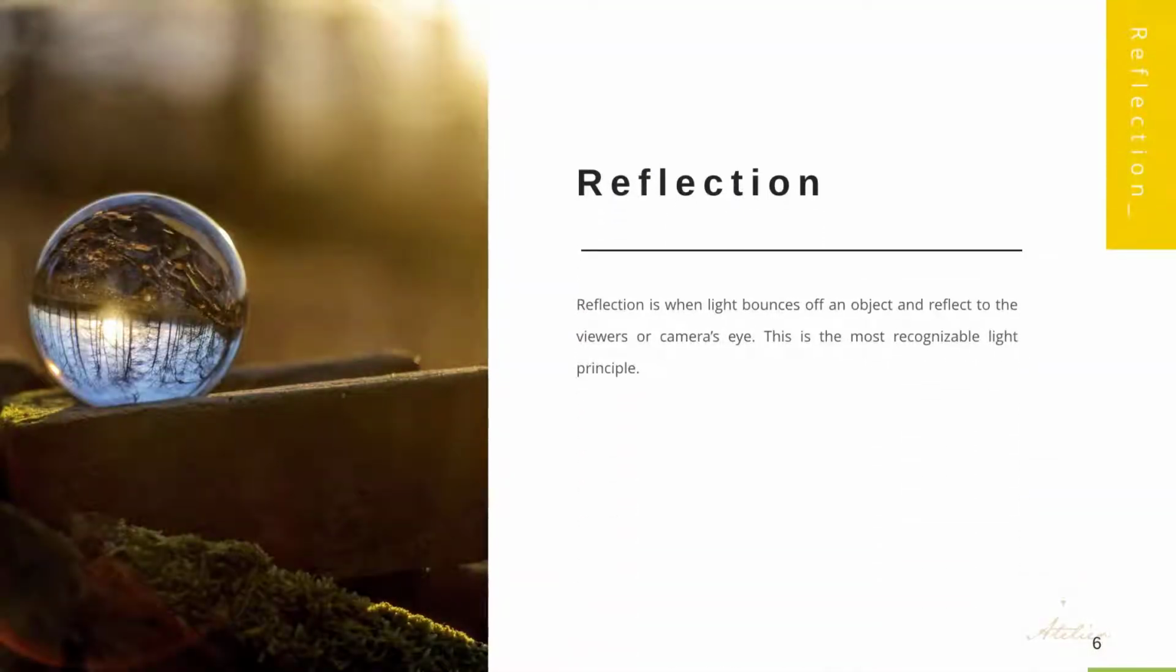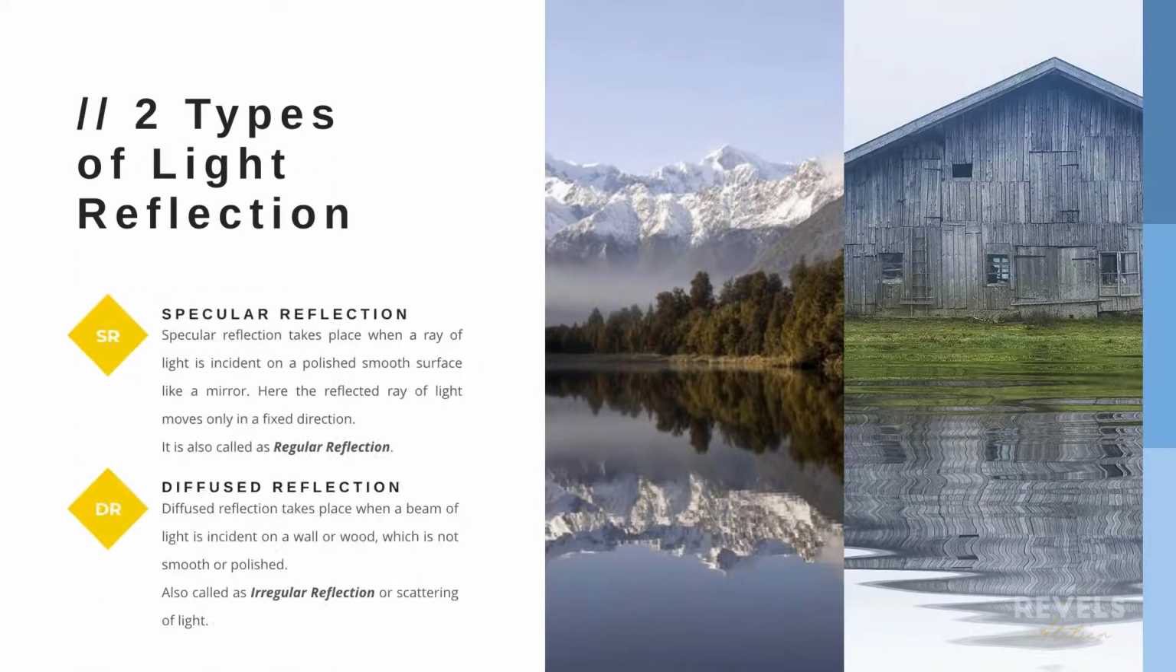Okay, so reflection is when light bounces off an object. We just said that. And when it bounces off an object and reflects back to a viewer's eye or a camera's eye, that's important. This is one of the most recognizable light principles because it's everywhere. It's everything that we see. So we have two types of reflections, and this is where it gets important, okay?